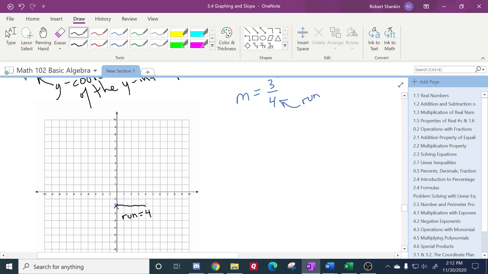Then I'm going to do my rise. Positive 3. And it's going to take me to that point there. So the run is 3. And then I connect these 2 points together.